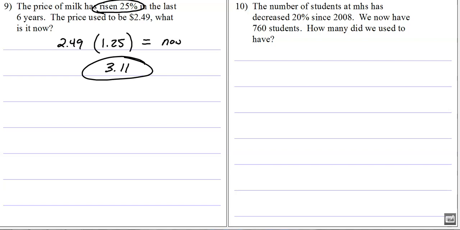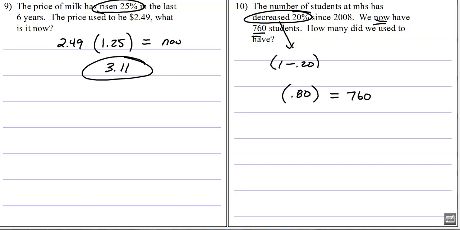The number of students at MHS has decreased. Keyword, decreased. That means subtraction. So I'm going to have a 0.80 in this equation. We now have 760. That's at the end. How many did we used to have? Don't know. Divide by 0.80. 760 divided by 0.8 equals 950.